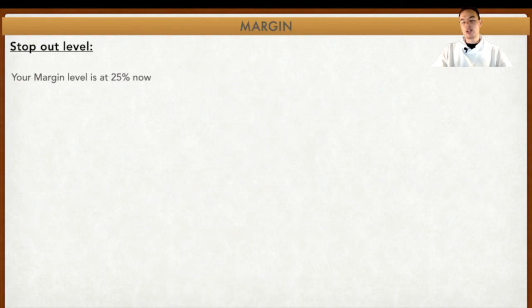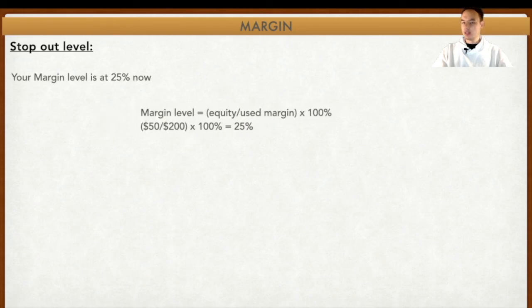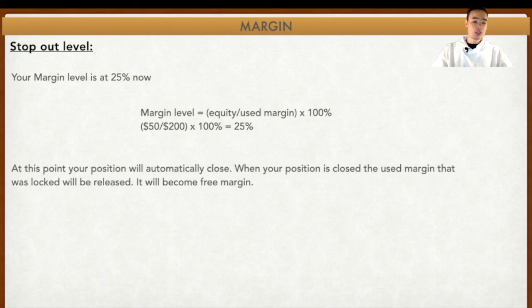So your margin level is now 25%. Equity divided by used margin times 100%. $50 divided by 200 times 100% equals 25%. At this point, your position will automatically close. When your position is closed, the used margin that was locked will now be released.